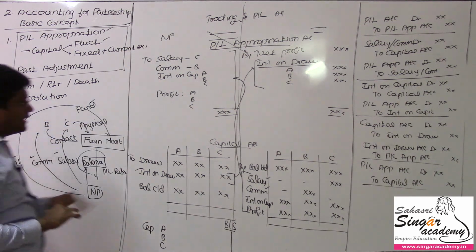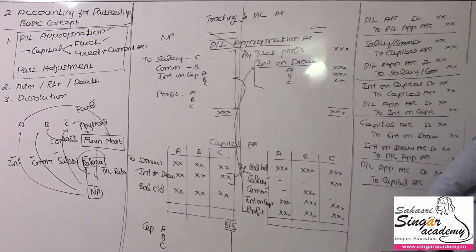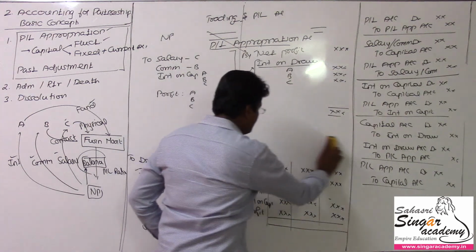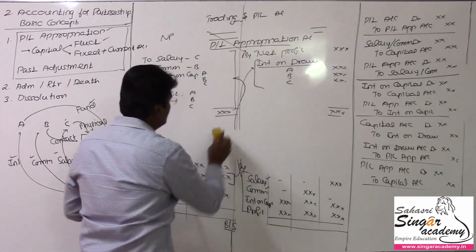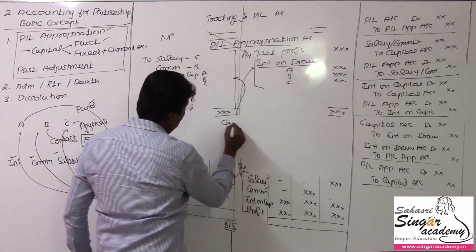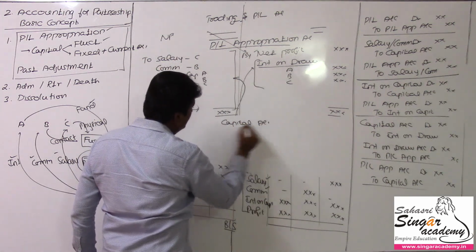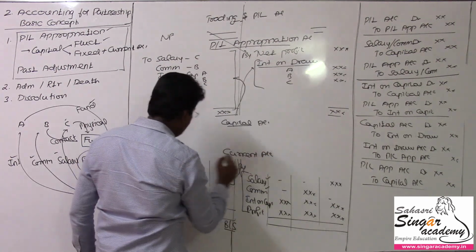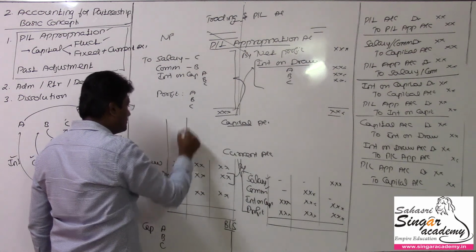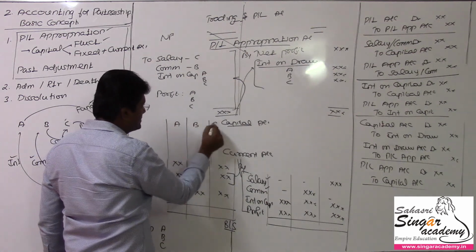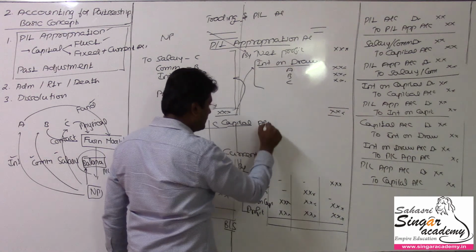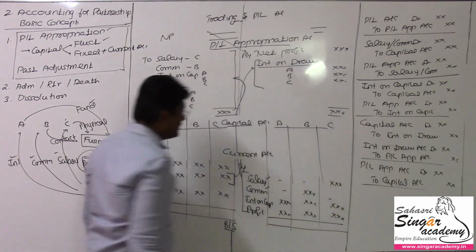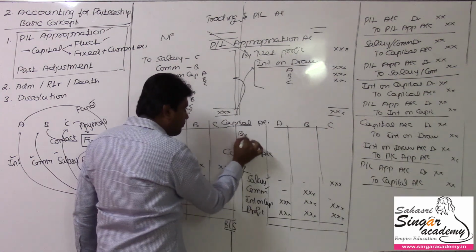So I am going to make a slight change here to make you understand the difference between the normal fluctuating capital method and the fixed capital method. So here, let's see, capital account and current account. I have split that into two accounts. Three partners A, B and C, and here too we have three partners A, B and C. Clear? The original capital will be here.